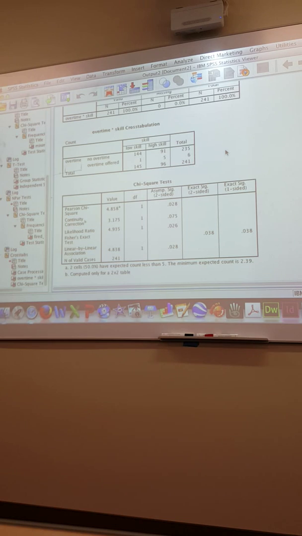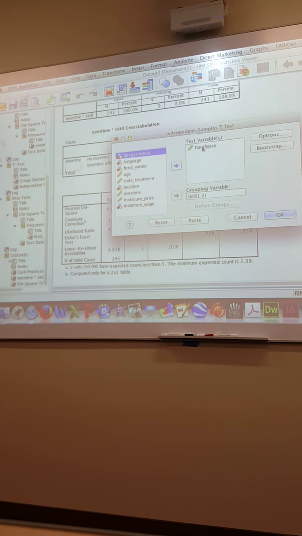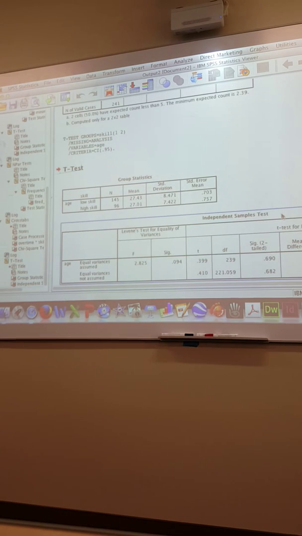Do we need to do number 7? Yes. Okay, let's do all of them. So number 7 is also an independent samples t-test. Skill is the grouping variable, age is the test variable, right? The average age of the low-skilled workers is about 27. The average age of the high-skilled workers is about 27. Are they significantly different from each other? Oh, no, they're not. There's a 68% chance that they were drawn from the same population distribution.